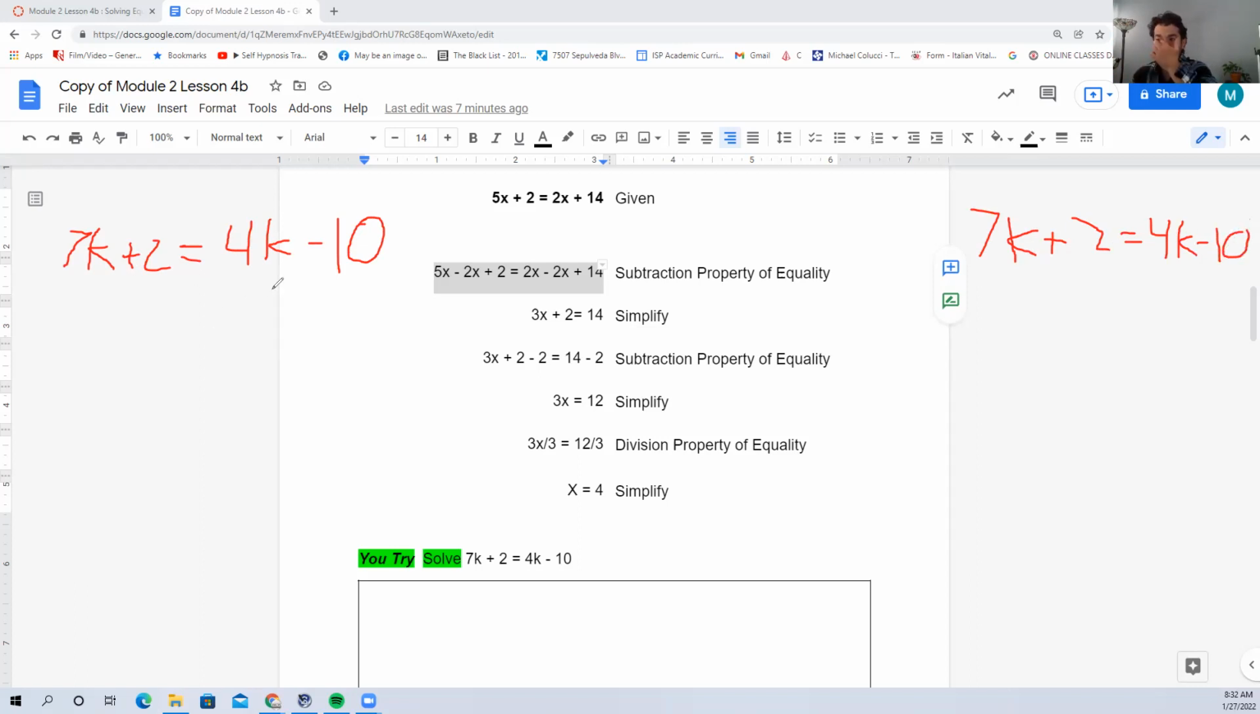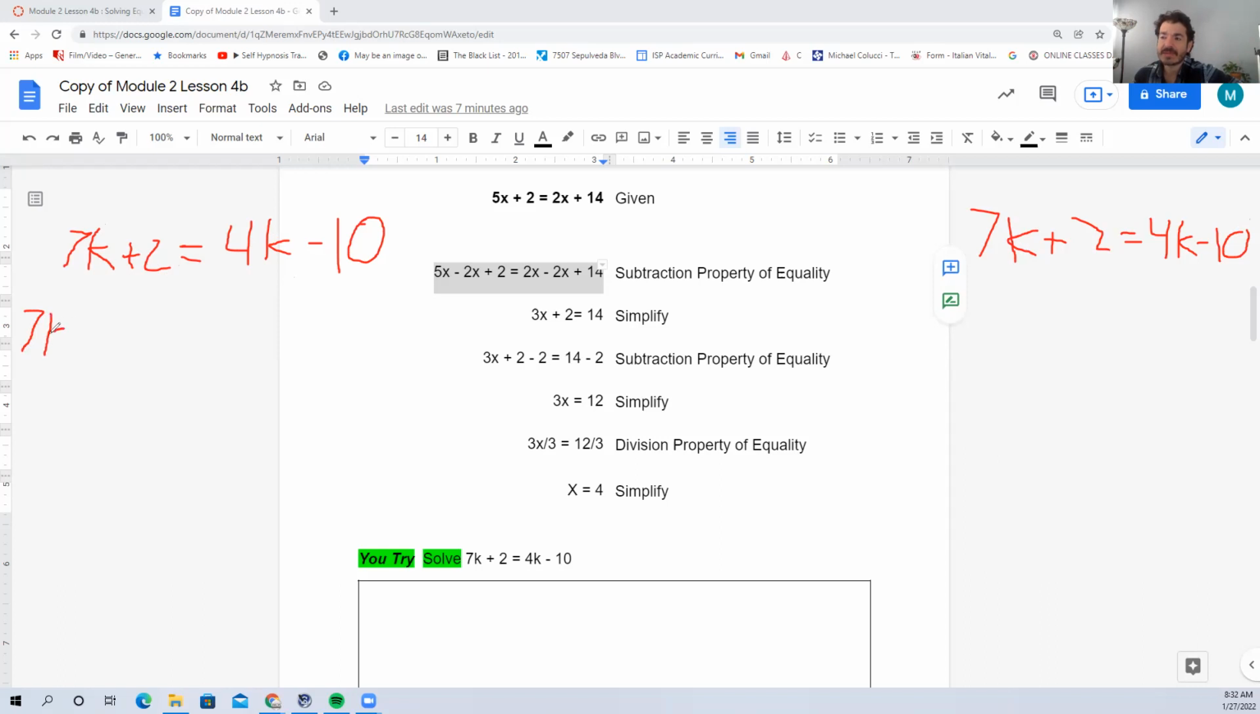So the idea here is I want to see a variable only on one side. I want to see the unknown only on one side of the equation, right? Because that's how I'm going to solve it. I'm going to have k equals some number. So I'm going to have to get either my 7k to be 0 or my 4k to be 0. For this step, I'm going to choose to make my 4k 0, and I'm going to tell you why.